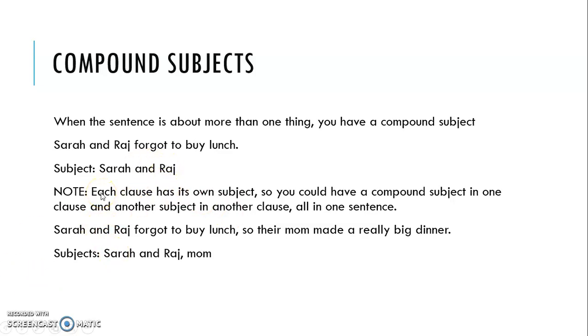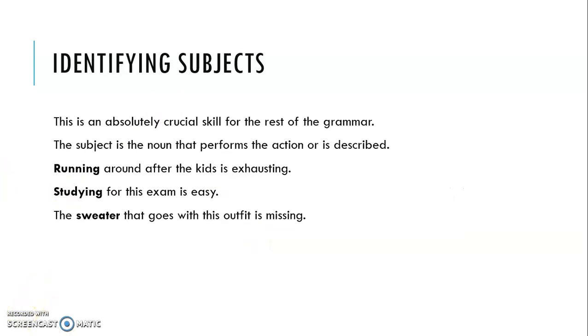I do want you to know, since you're writing sentences at the college level and they often have more than one clause in them, that each clause does have its own subject, so you can have a compound subject in one clause and another subject in another clause, all in the same sentence. The reason I even go over this at all is because it is so crucial to know what your subject is to be able to even identify a sentence mistake. In my experience, students have been able to figure out when their sentences quote unquote sound wrong, but haven't been able to describe what's wrong with them, and it all comes back to not being able to identify the subject.